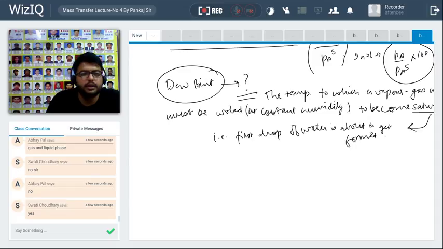Similarly, what is the bubble point? The temperature to which a liquid mixture must be heated so that the first bubble, or the first bunch of vapor, is about to get formed. So this is known as the bubble point. Similarly, when a liquid is about to vaporize, it is called a saturated liquid. It means it is about to change its form or phase.